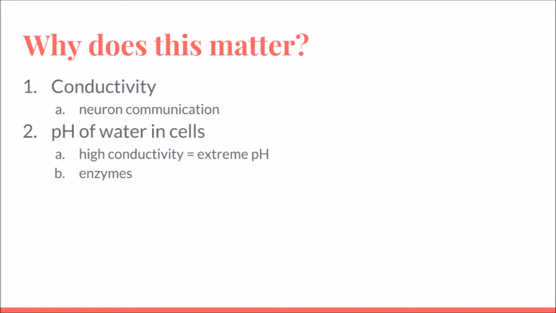So why does this matter? Well, because acids and bases dissociate completely, they create ions with charges that can conduct electricity, and neurons in our brain use electrical currents to communicate with one another and control the body.